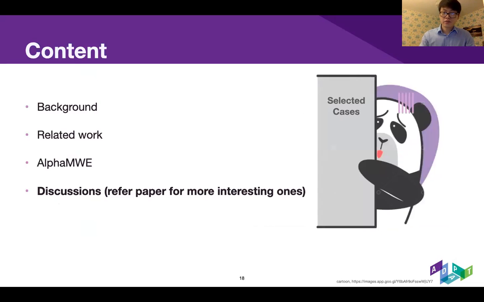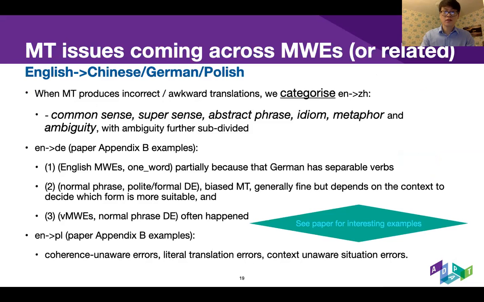Now, I list some interesting points where machine translation meets problems when translating the multiple expressions. However, we do suggest you check our paper for more interesting cases. For English to Chinese translation, we categorize the errors and the phenomena into common sense, super sense, abstract phrase, idiom, metaphor, and ambiguity. We also classify ambiguity into several different phenomena. For English to German translation, there are three phenomena. Firstly, English multiple expression are usually translated to one word in German.